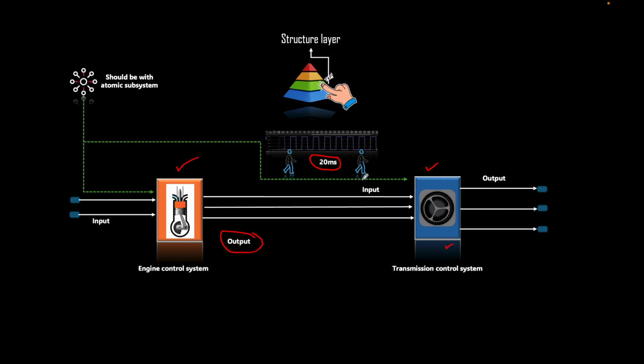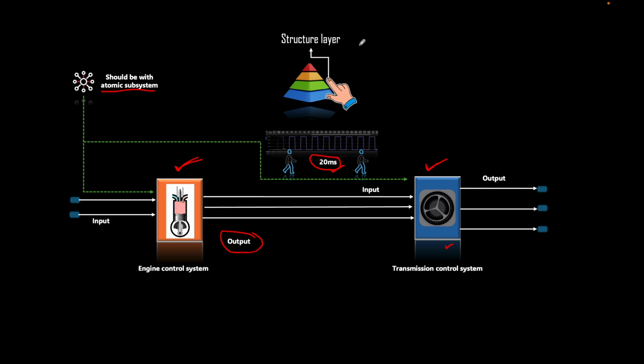So the entire model will be simulating at, suppose for example, 20 milliseconds. So whatever output you get from the engine control module, you will be getting in the transmission control module. For this you need to have both the subsystems as atomic subsystems, so that both of them will behave as one unit, and the execution order will also be designed accordingly. So that is how you can design the structure layer.